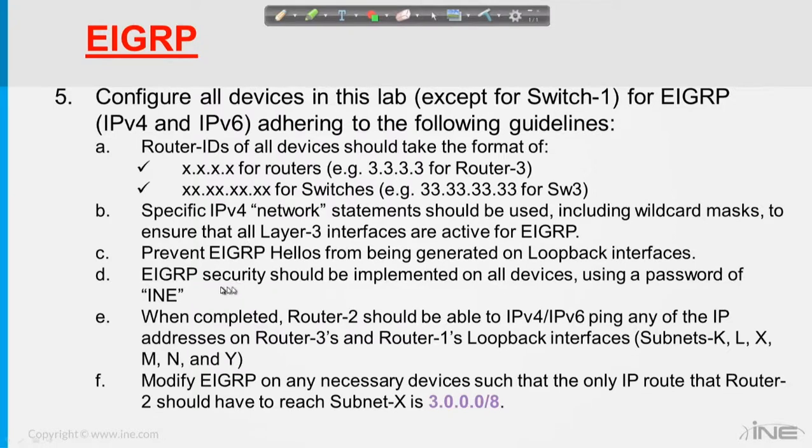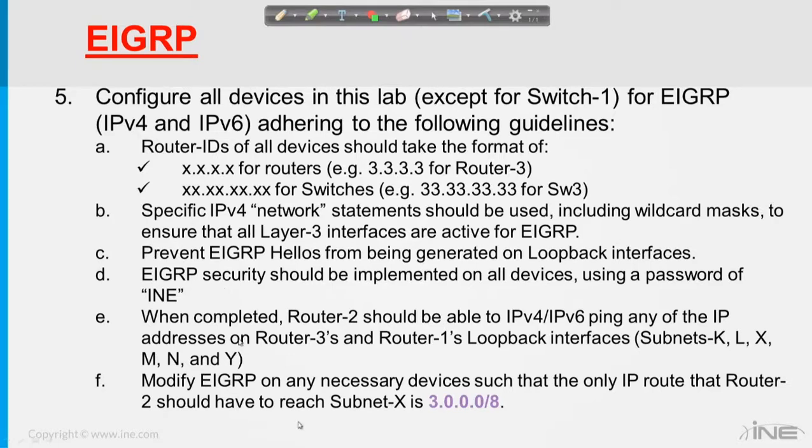EIGRP security should be implemented on all devices using a password of INE. Oh, that's going to be fun. When completed, router 2 should be able to v4 and v6 ping any of the IP addresses on router 3's and router 1's loopback interfaces. So, far corners of the topology. And then we'll do 5F at the end. But for now, we're just going to do 5A through E.